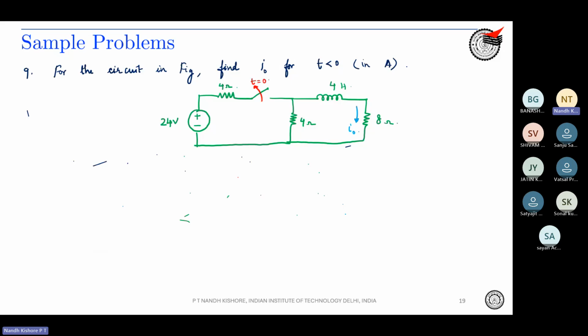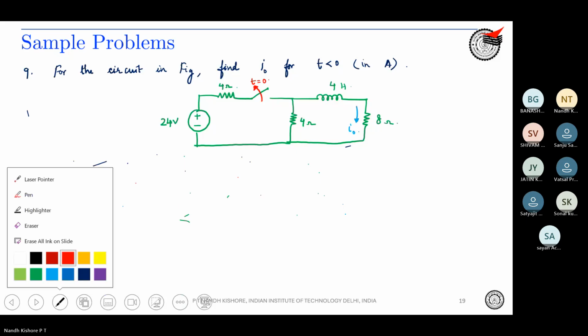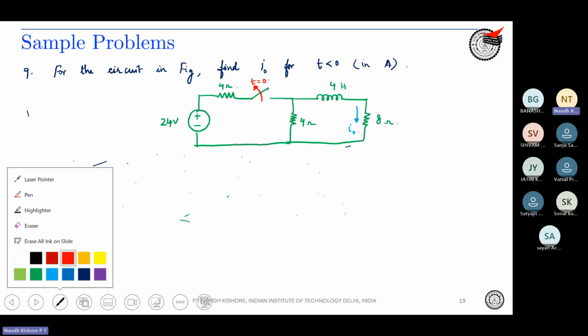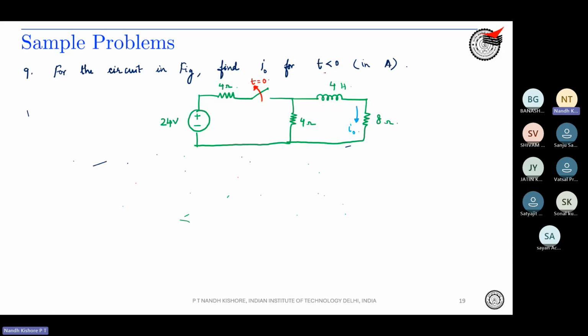See, at t equal to 0, the switch is opened. So the question is, what is I naught at t less than 0? That is just before the switch is opened. Assume that the switch was closed for a very long time. So we are not at transient. When the switch is still closed, we are in steady state.